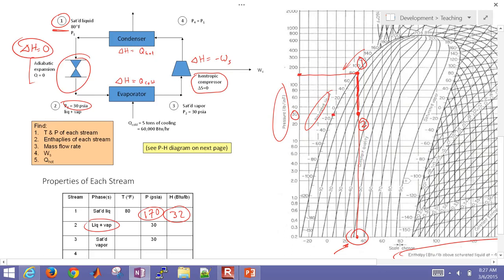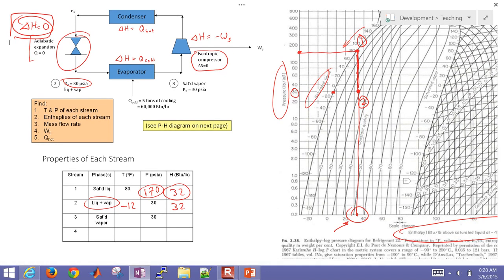So at 30 pounds per square inch, it's going to boil at about negative 12 degrees Fahrenheit. So there's negative 12. That's how cold this evaporator is going to be, that's removing the heat from the room or the refrigerator. It's going to be negative 12 degrees Fahrenheit. And then the H is going to be the same as it was before, because delta H was 0 for that adiabatic expansion through like a Joule-Thomson valve, for example.